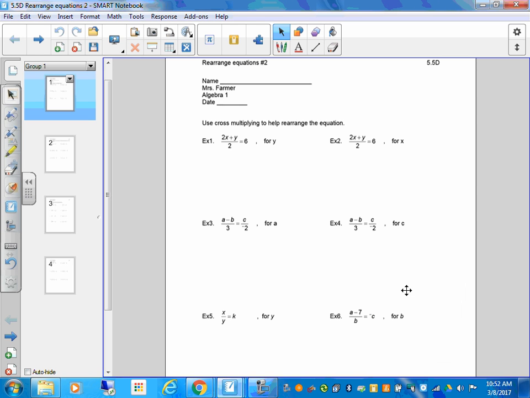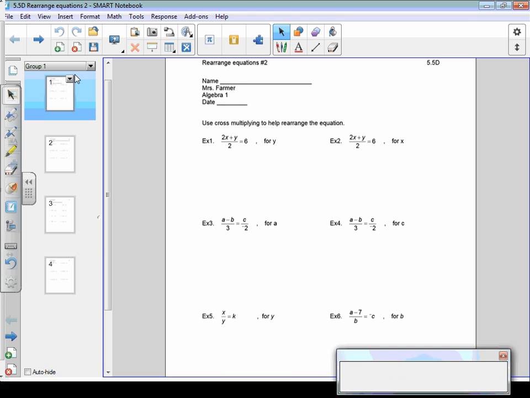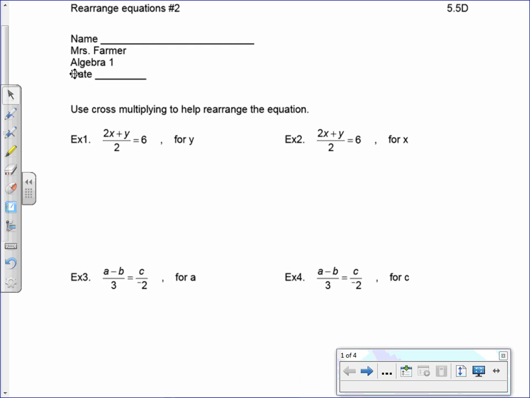All right, so we are going to now combine two things that we practiced in the recent past to rearrange equations again. This is also called solving for a specific variable, by the way. This time we're going to use our cross-multiplying technique on rearranging equations. Y'all seem to be pretty good at that cross-multiplying, so hopefully this will go well.